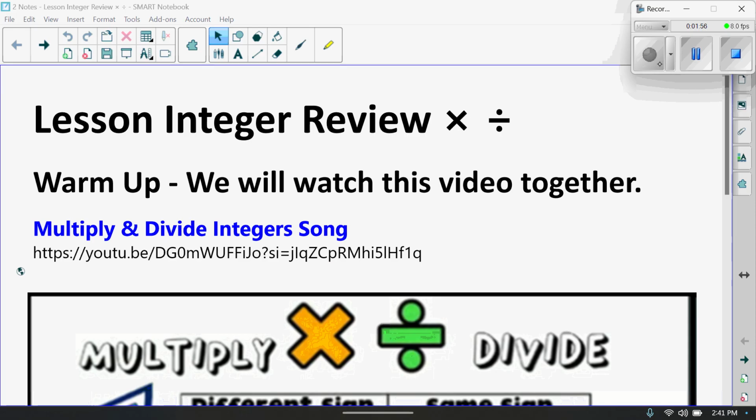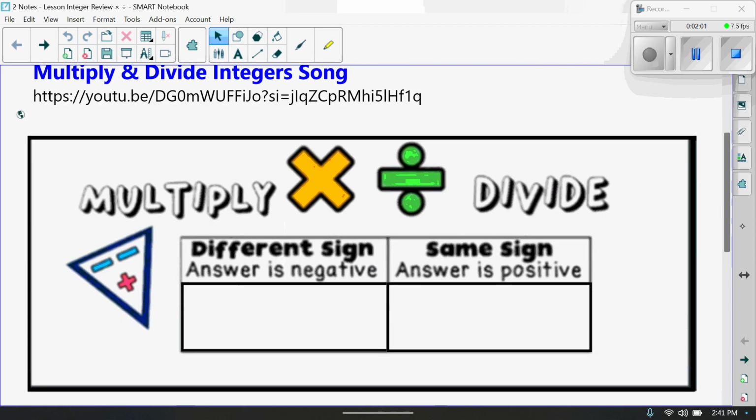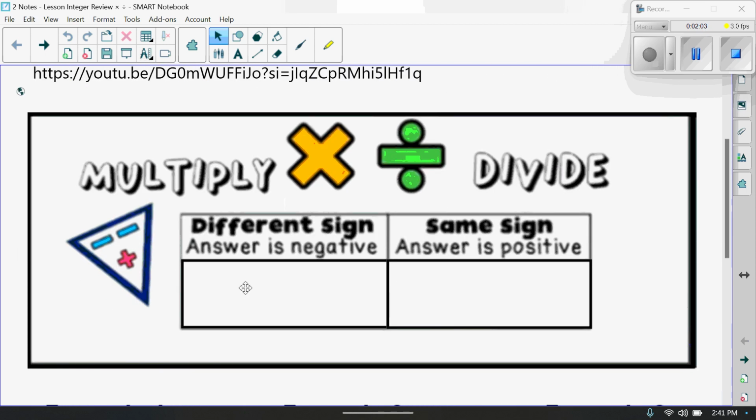What did you hear in the video? What we're going to do is we're going to add that to our notes. So, different signs, the answer is negative. So you're going to write negative times a positive is equal to a negative. Please know that the parentheses mean multiplication.